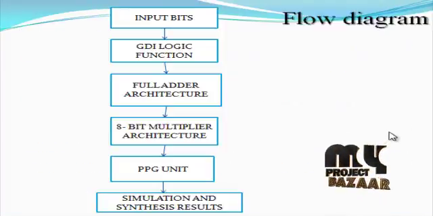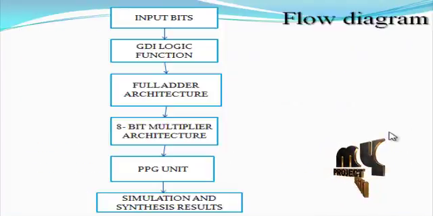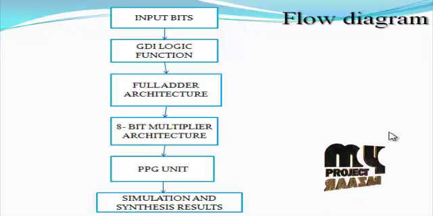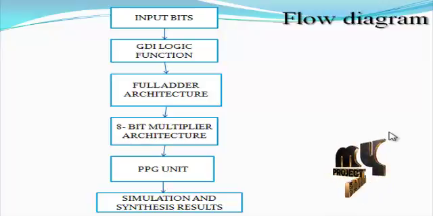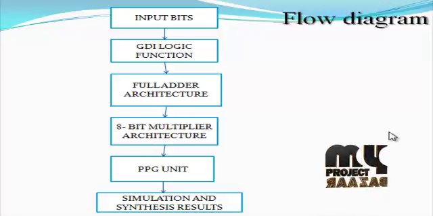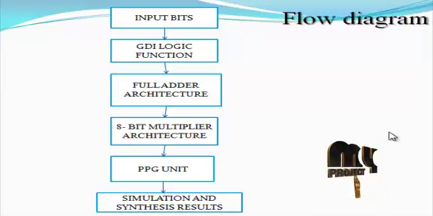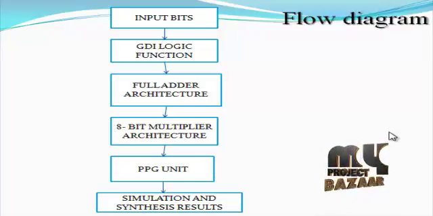Next we see the flow diagram for the project. The input bits are applied to the GDI logic function. The GDI logic function is a mux based architecture based on our carry selection process. This process is mainly used to reduce the carry propagation time and improve the processing speed of the overall multiplying architecture, and to apply the GDI logic function in the full adder architecture.